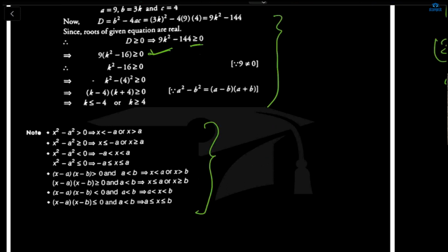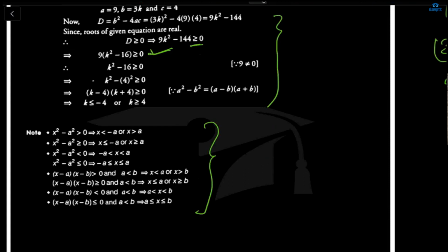Okay, x square minus a square greater than or equal to 0, so x will be less than or equal to minus a or x will be greater than or equal to a. Similarly, x square minus a square is less than 0, so x value will be greater than minus a and less than a. Okay, so through this you can decide the range. Understood?